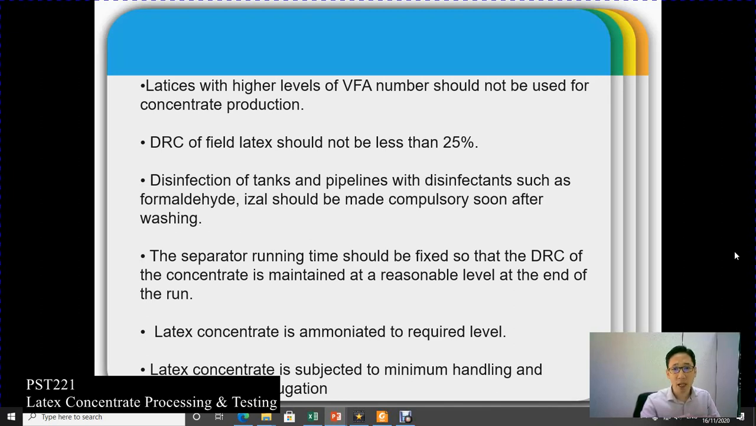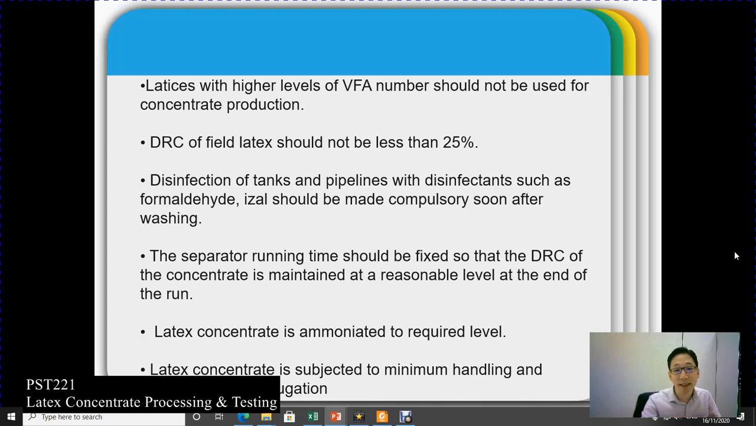Then the latex concentrate is ammoniated to the required level. Once you produce a latex concentrate, bear in mind you need to measure the ammonia level. After the concentration process, the ammonia level will most likely be reduced significantly, so you need to add more ammonia to reach the required level. And the latex concentrate is subject to minimum handling and transfer after centrifugation, because after the centrifugation process, this is where the MST measurement takes place.